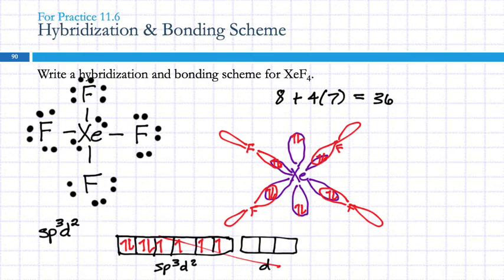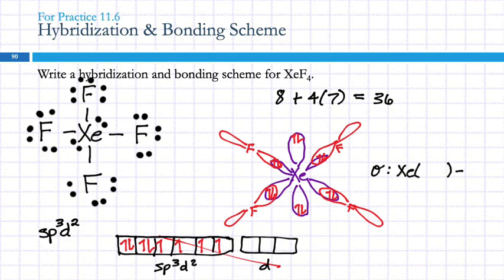Weird looking, huh? Do you kind of see how that's happening? Half-filled orbitals overlapping. And then the bonding scheme is describing the bonds. So what kind of bond is this, sigma or pi? Sigma. Does it look like a pi? No. Sigma bond, and it is between xenon and fluorine.